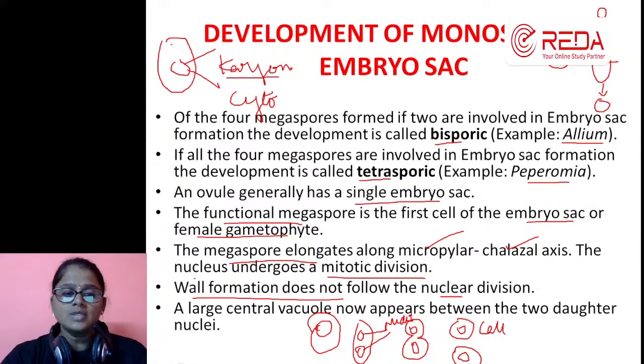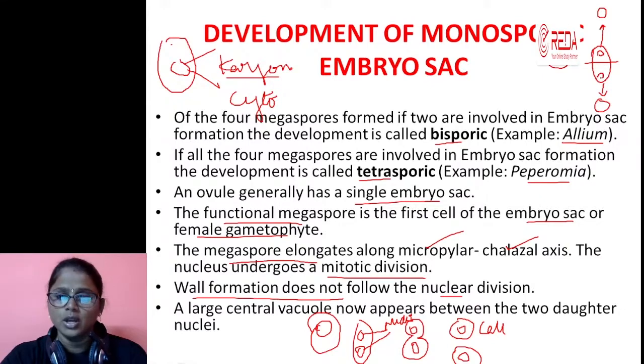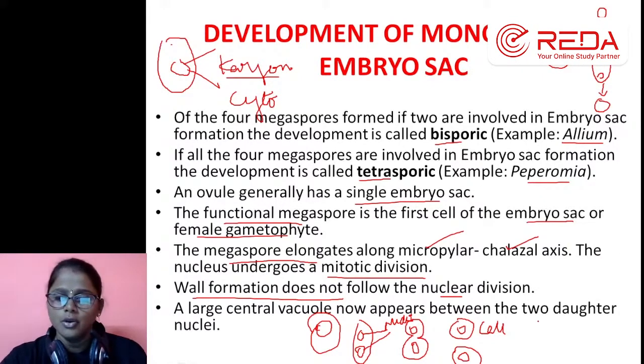So, as walls are not formed, they are just nuclei. One nucleus went to the micropylar end and the other nucleus went to the chalazal end. So, two daughter nuclei are formed.